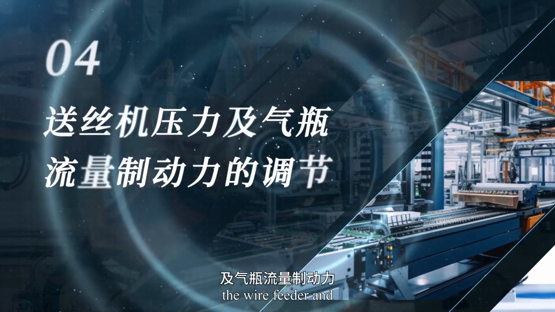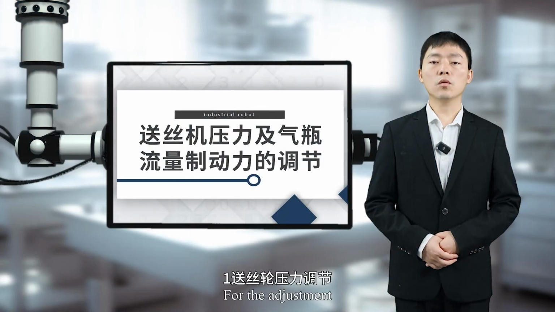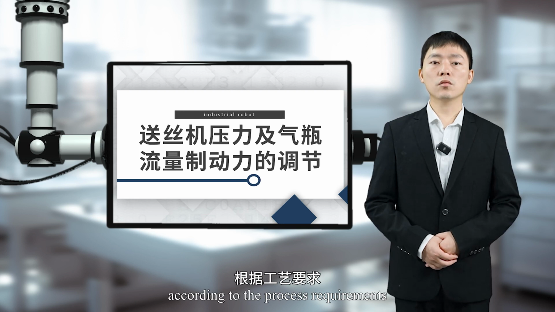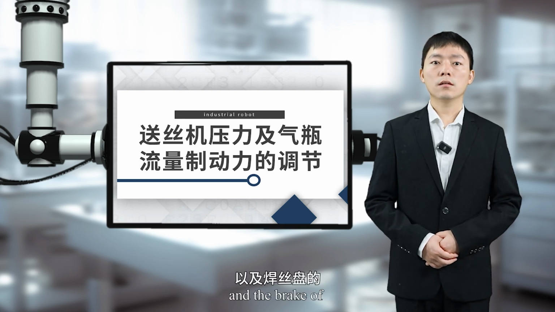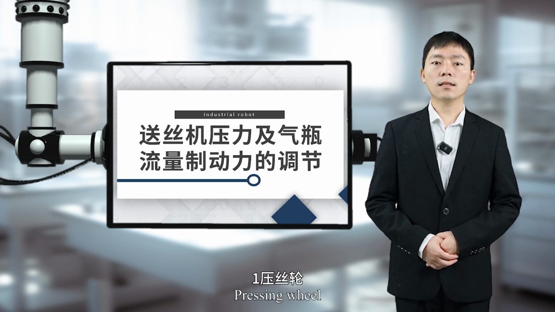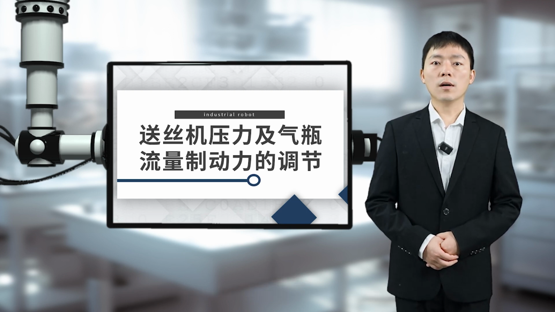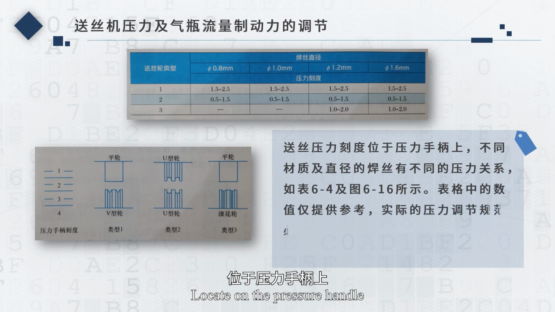Adjustment of the pressure of the wire feeder and cylinder flow braking force. For the adjustment, after the installation and connection according to the process requirements, it is needed to adjust the wire feed wheels, cylinder pressure, and the brake of the welding wire tray. The example here is driven by 4 wheels and 2 engines. For the wire feeder, it has pressing wheel, handle that shows the pressure scale of wire feeding, main gear, wire feeding wheel, and wire feeding pressure scale locate on the pressure handle.